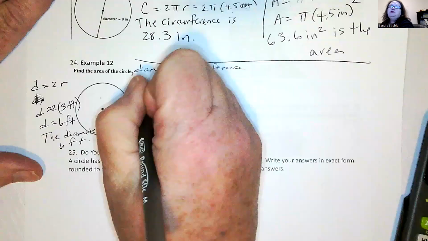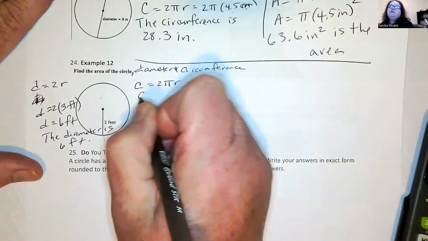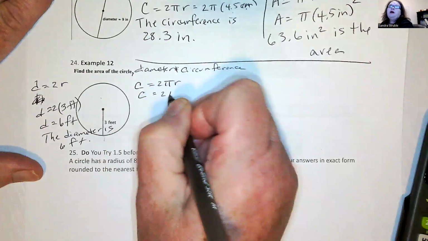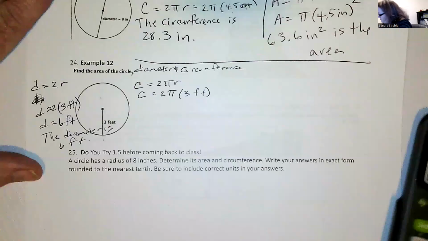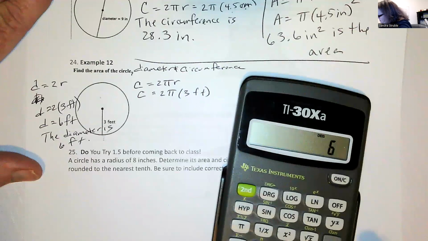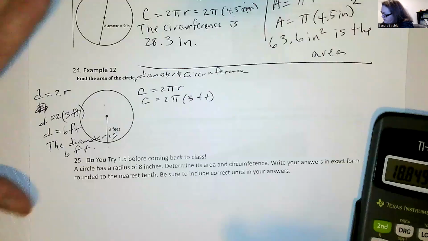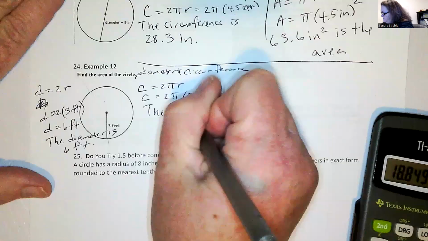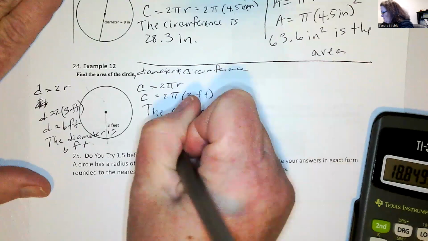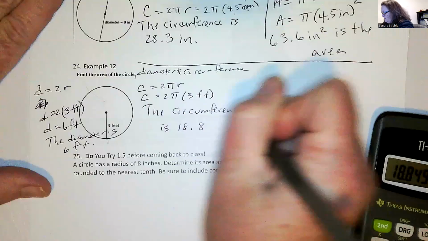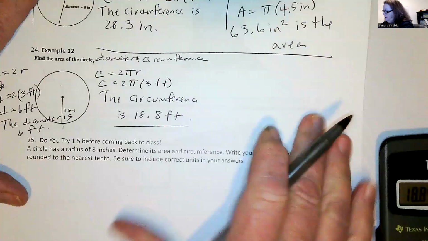All right, let's find the circumference. So c equals 2 pi r. The radius is 3 feet. So 2 times pi times 3 feet. 6 times pi is 18.8. The circumference is 18.8 feet. Please do not forget the unit, okay?